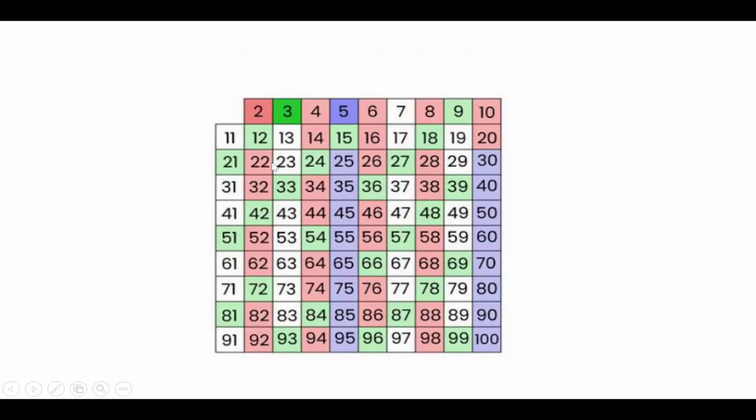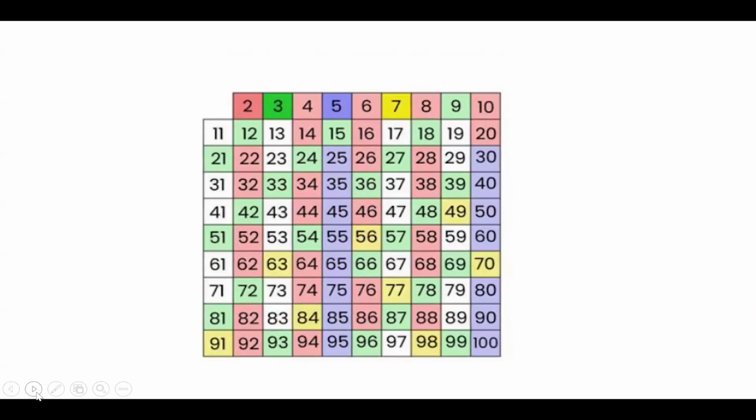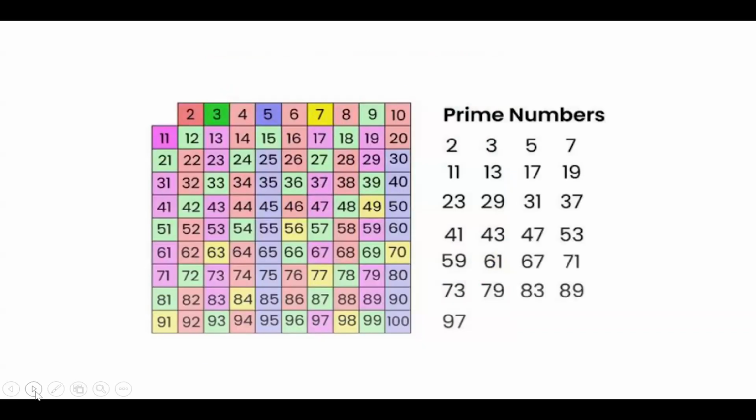Next, I will see for 5. Next, I will see for 6, 7, 8, etc., until I reach 10. So the moment I reach 10, I have reached the square root of 100. Hence, I can stop here. Now, after doing all this, whatever the numbers are remaining, for example, I have 2, I have 3, I have 5, I have 7, I have 11, I have 13, I have 17. All these purple colored numbers, as you can see, they are nothing but the prime numbers.